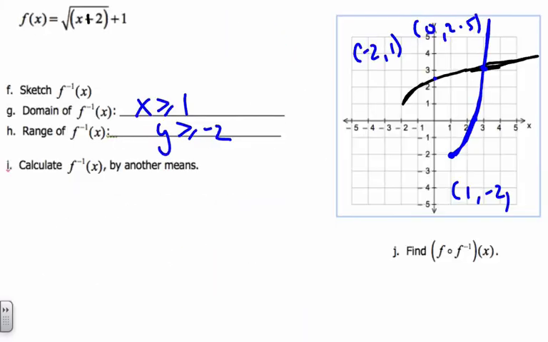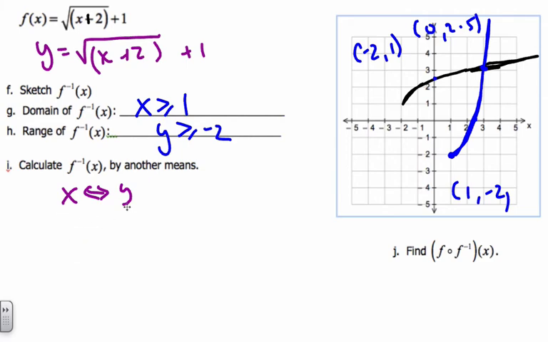Okay, so we've looked at different ways of looking at the inverse. Let's now calculate the inverse one more way. The other way I can do it is I can switch my x and my y around. I know this function here is y is equal to the square root of x plus 2, plus 1. So if I switch my x and y, it's x is equal to the square root of y plus 2, plus 1. And then I solve for y.